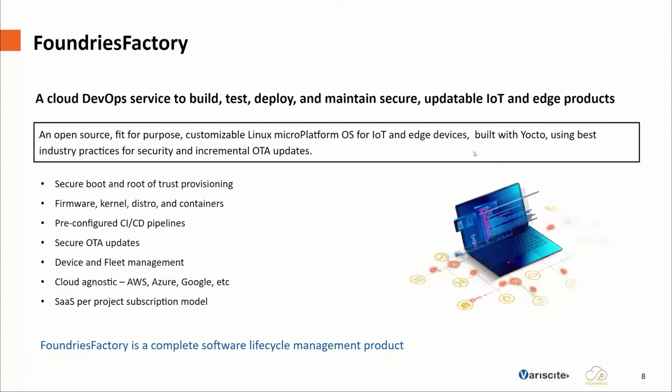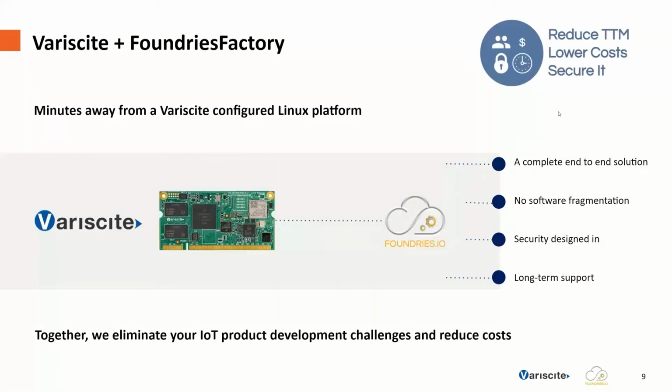So Variscite and Foundries Factory. How does this work, and why is this good to use together? Well, you can be minutes away. If you've already chosen the Variscite hardware, you could be minutes away from a configured Linux platform that is effectively a palette for you to start to develop your product. Again, complete end-to-end solution. We don't have any software fragmentation.